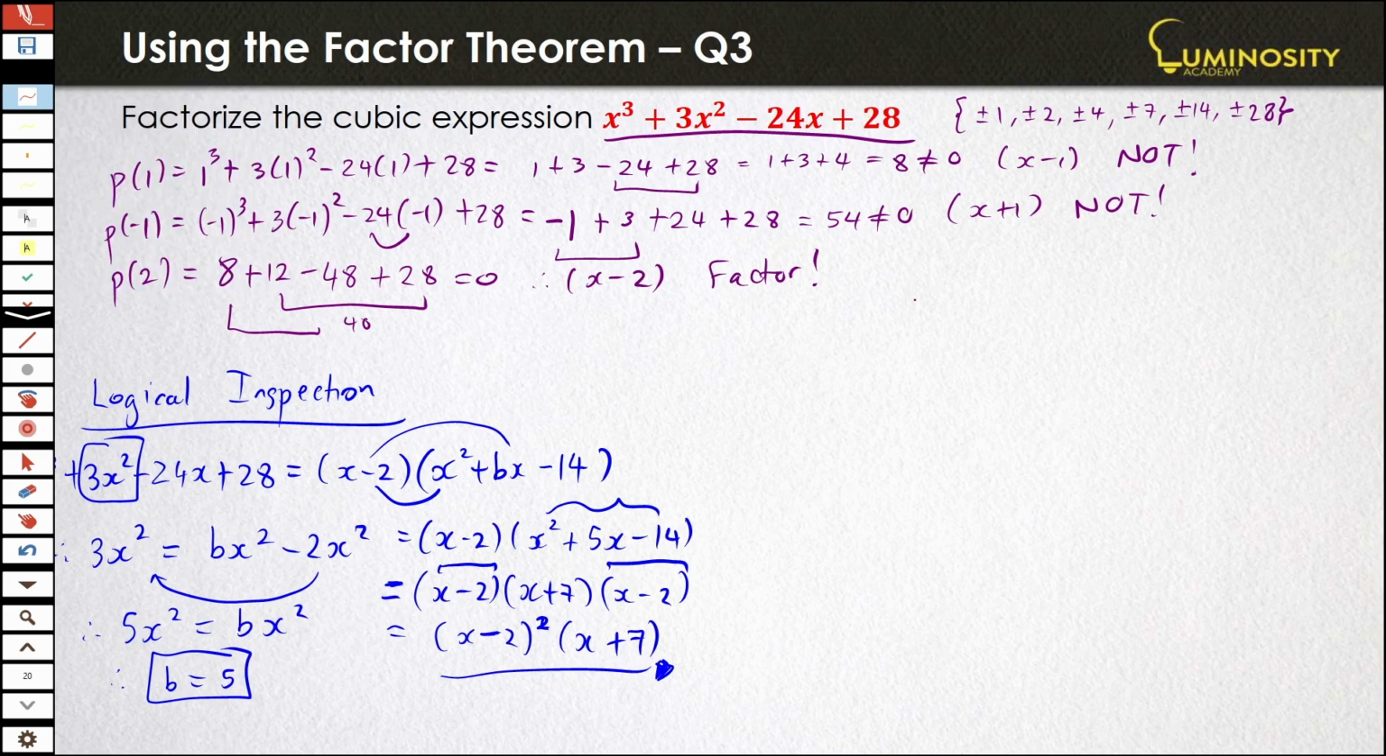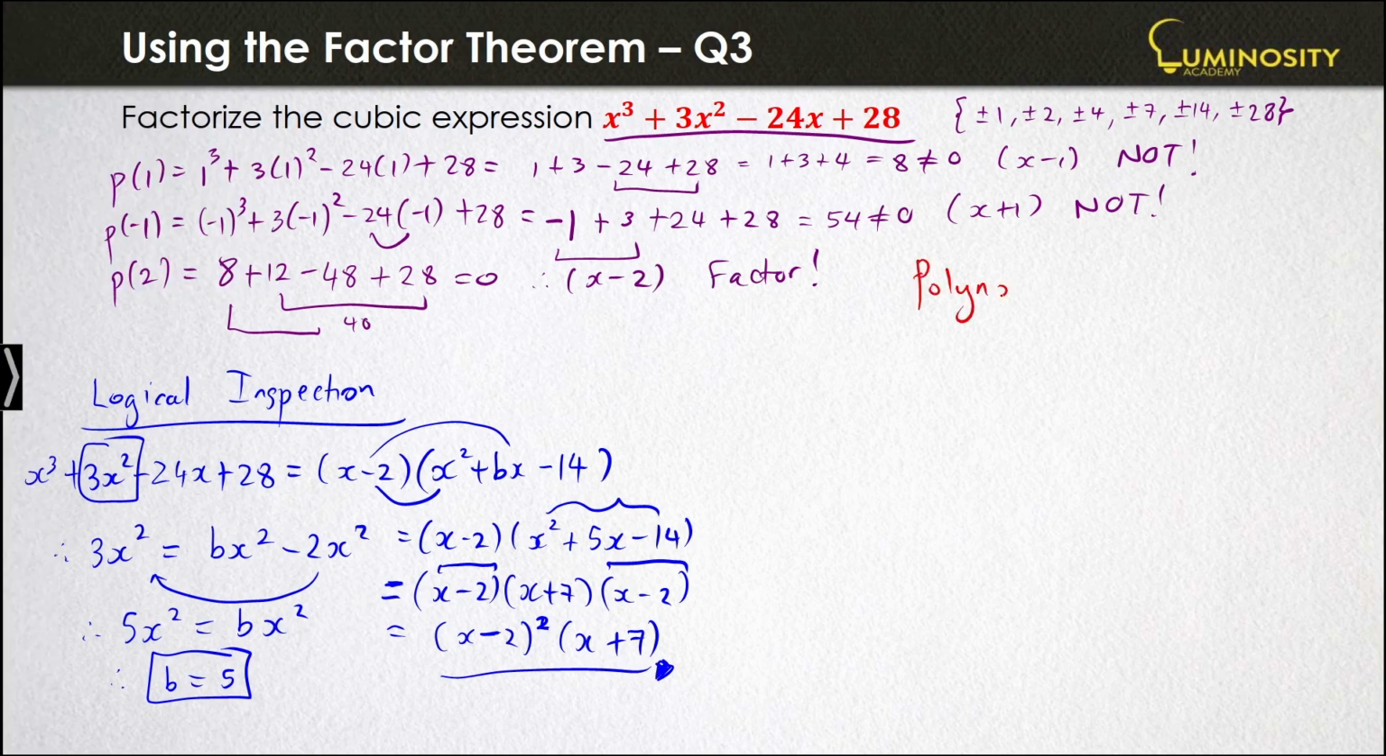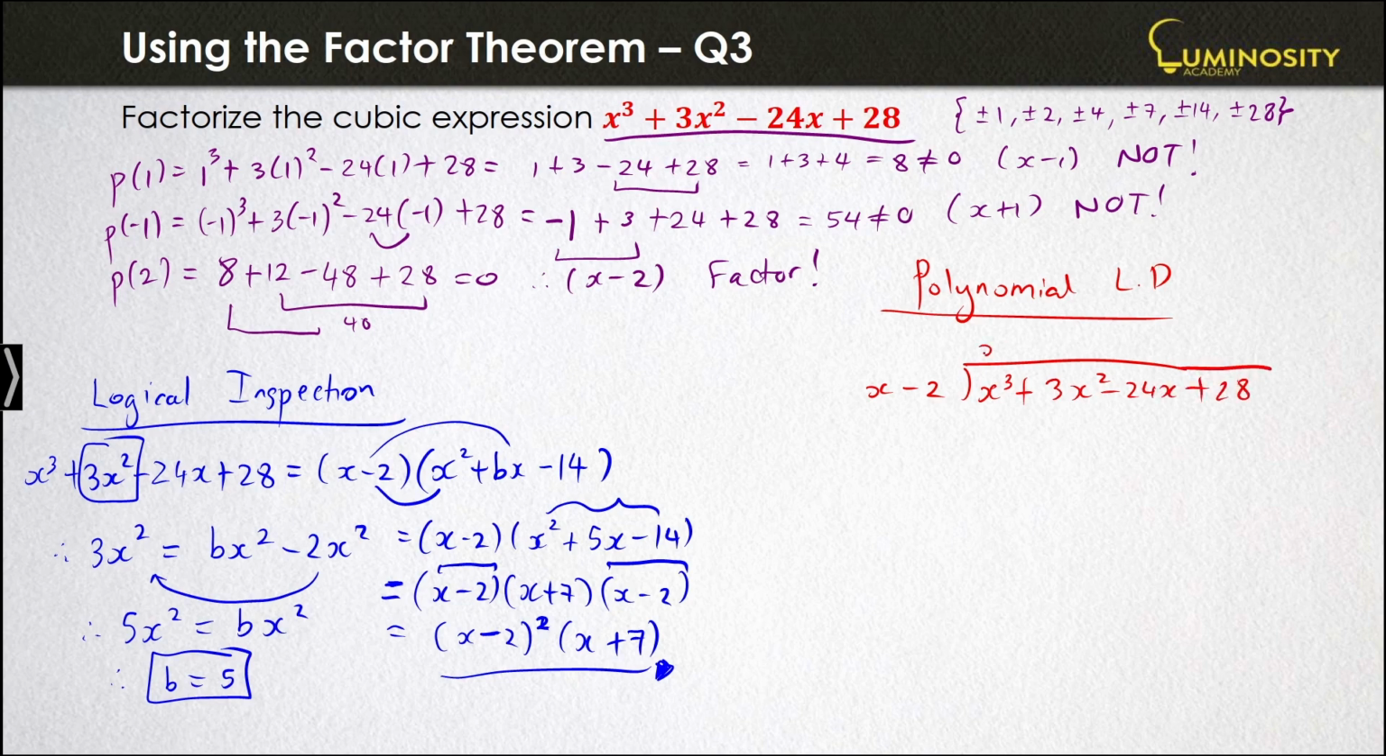All right, let's do polynomial long division to double check. The factor was x minus 2, into x cubed plus 3x squared minus 24x plus 28. If I multiply x squared by this linear term, I'm subtracting x cubed minus 2x squared. That gives me 0x cubed, and 3x squared minus 2x squared is positive 5x squared. Then bring down the other terms, negative 24x plus 28.